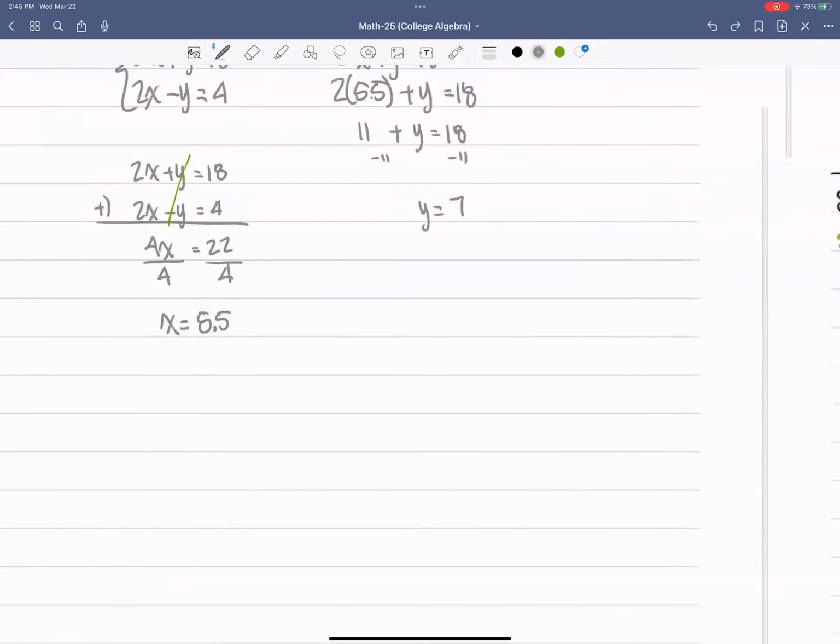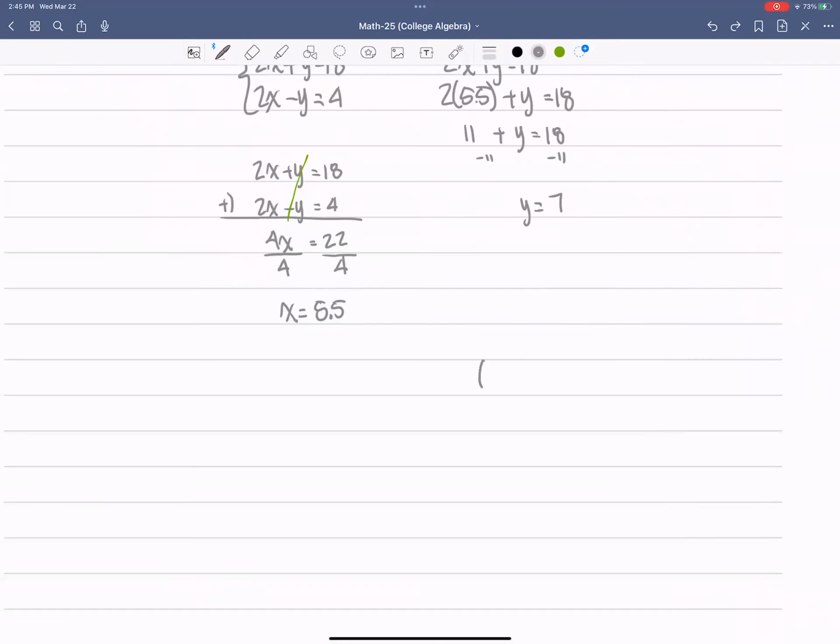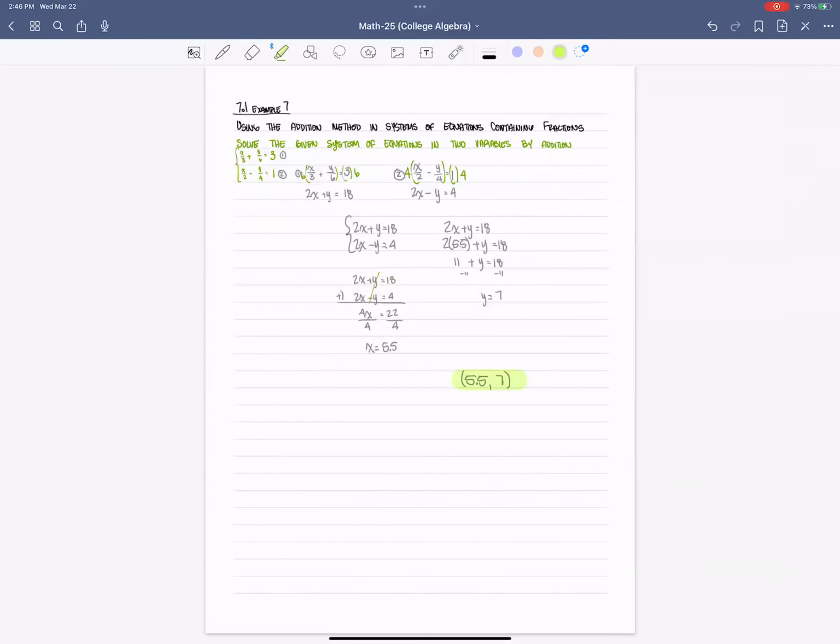There we go. So we have our x component, we have our y component. So we just solved for this system of equations. And that's it. We just have to tell the world that this is a solution to this system of equations, and we did it.